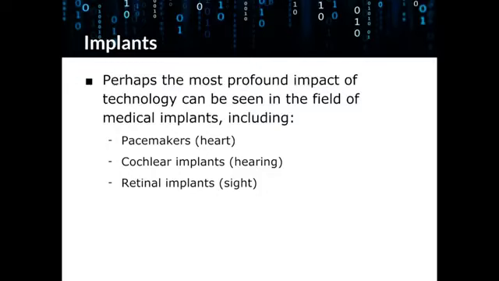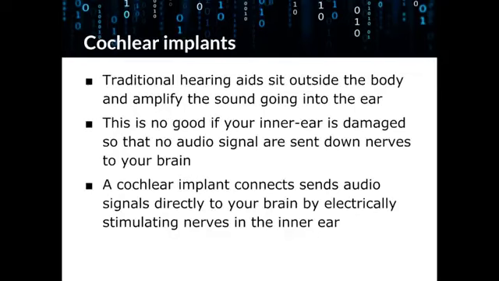Cochlear implants, these are used to help you hear. And there are retinal implants, which, when you have damage to your retina, can actually bypass that and provide sight. So some incredible advances, and we're going to look now at a cochlear implant and how that works.